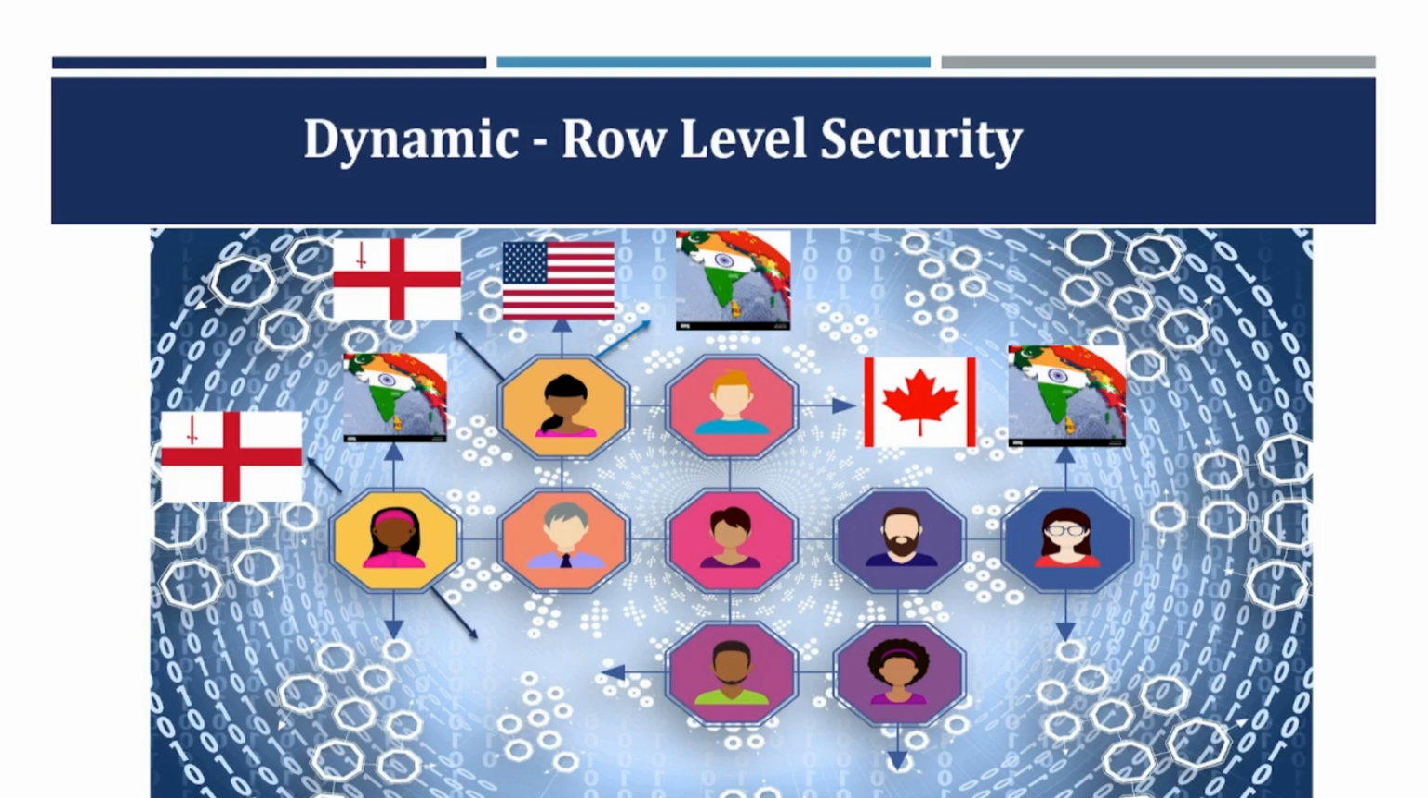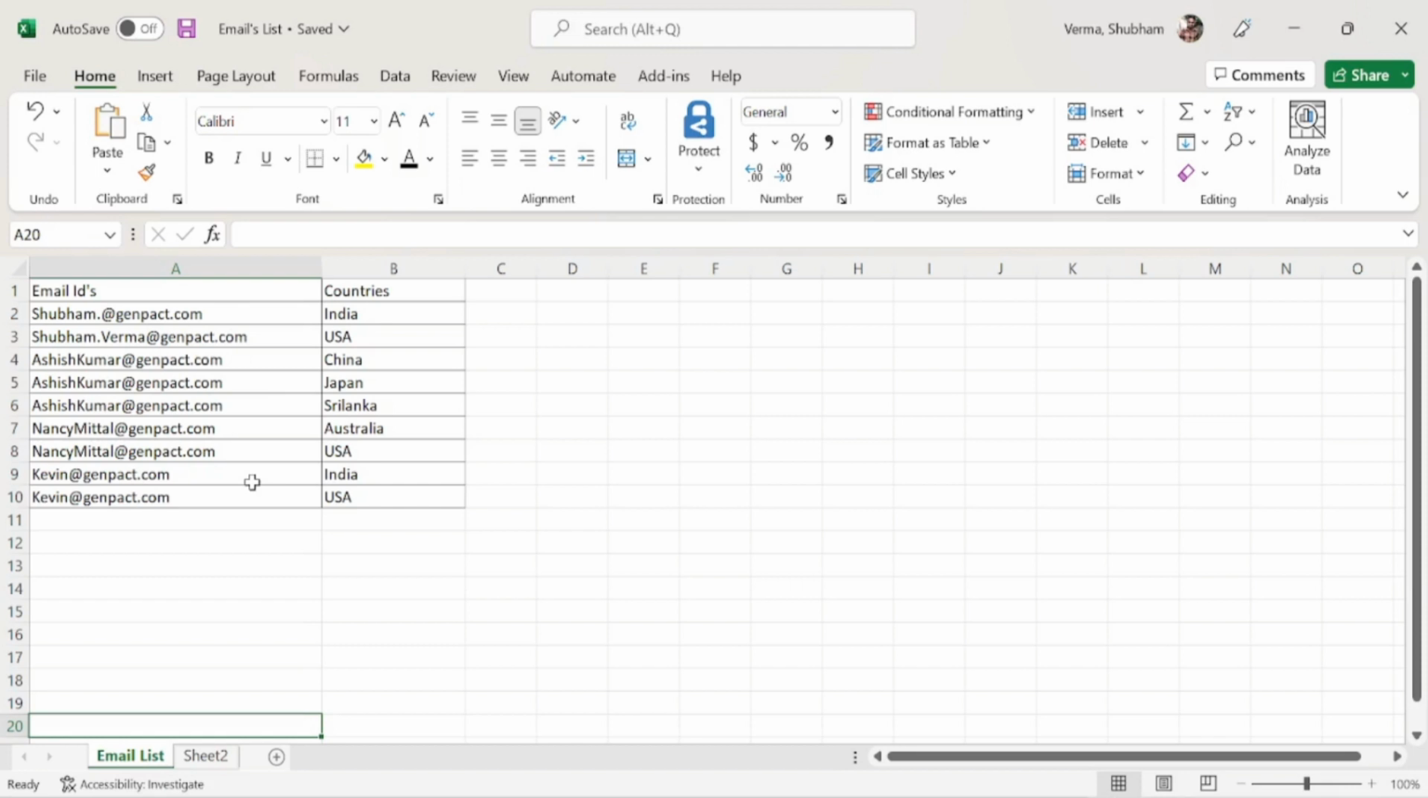Now let's go to Power BI Desktop and apply dynamic RLS. But before that, let me show you one more Excel table. Here in this table, I have taken only two columns, emails and countries.